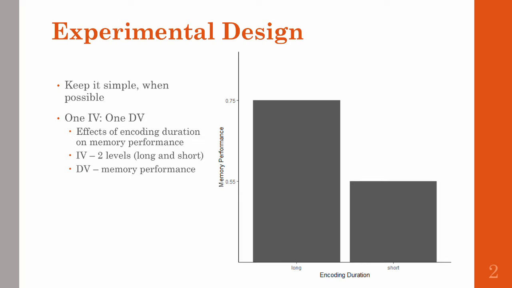Here we would show participants a list of words. Half the words would be presented for only 500 milliseconds, and the other half of the words would be presented for 3 whole seconds. Then we would measure the proportion of words people were able to recall. In this hypothetical experiment, we can see from this bar graph that the long encoding duration condition led to better memory recall.